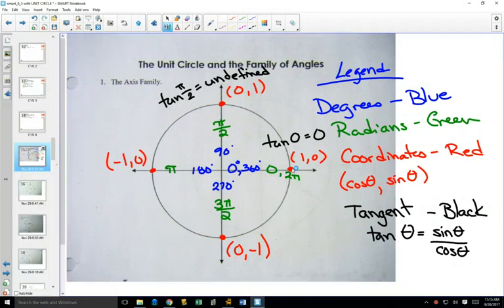But when you get back to pi, tan of pi, 0 divided by -1, that'll be 0. And tan of 3 pi over 2, it'll be -1 divided by 0. That doesn't work again.